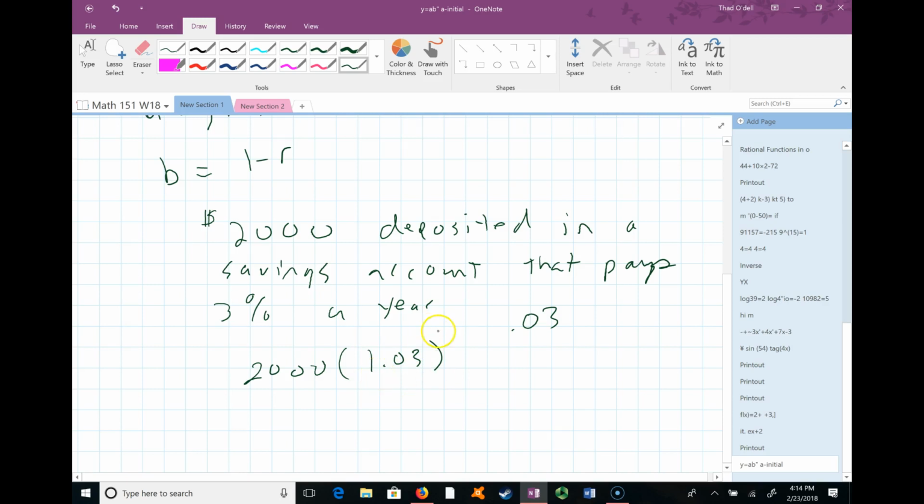And then we put a little t up here, and we'd say t is measured in years. How do we know it's measured in years? Because it says the savings account pays 3% a year.